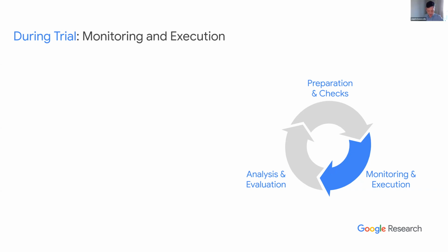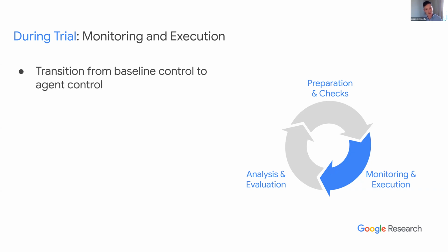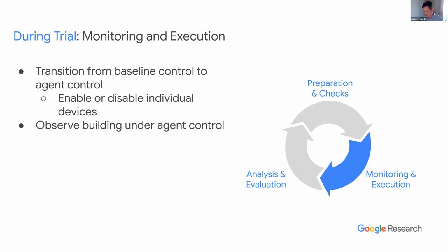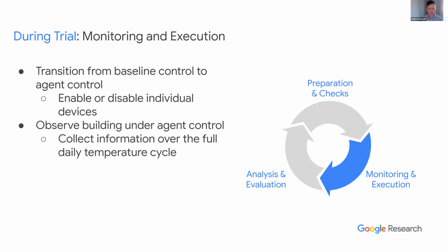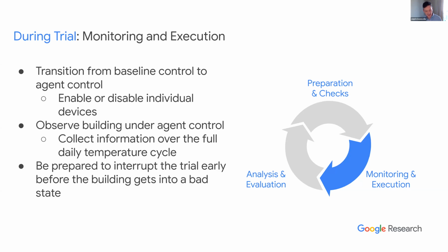Yeah, let me go there real quick. I'll cover this piece quickly. So in monitoring execution, that's essentially transitioning from baseline control to agent control, which is very similar to what I talked about earlier. And then we can enable and disable devices. Then we observe the building under agent control. And then we want to collect over the full temperature cycle for at least a day and several days. And then if something goes south, what we can do is hand over the building back to the original control, baseline control.